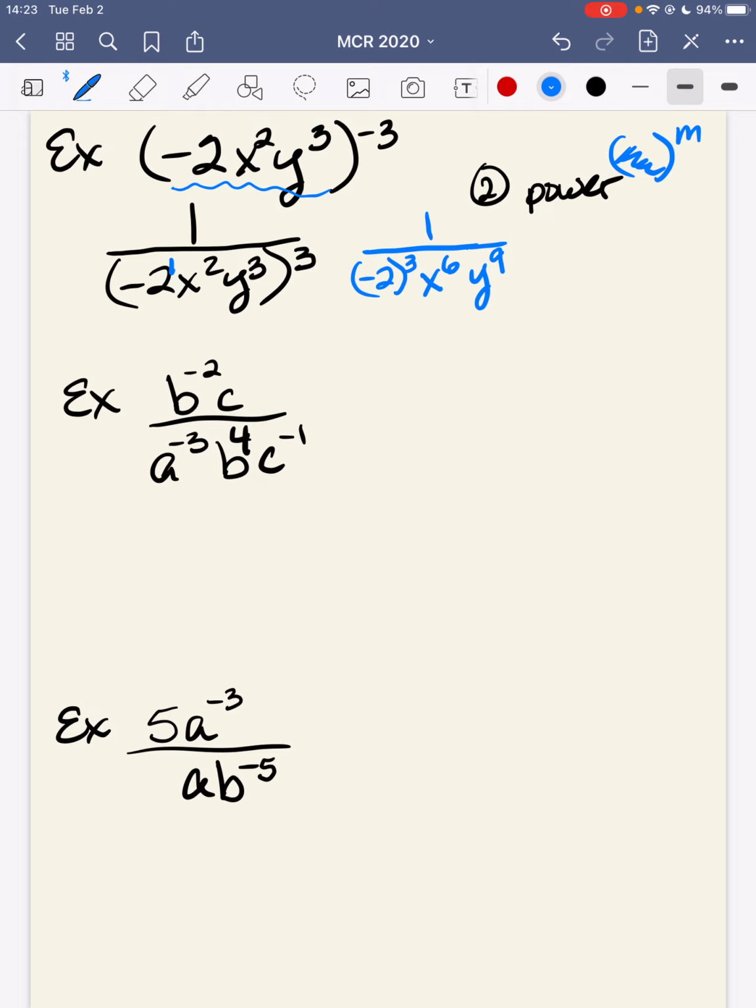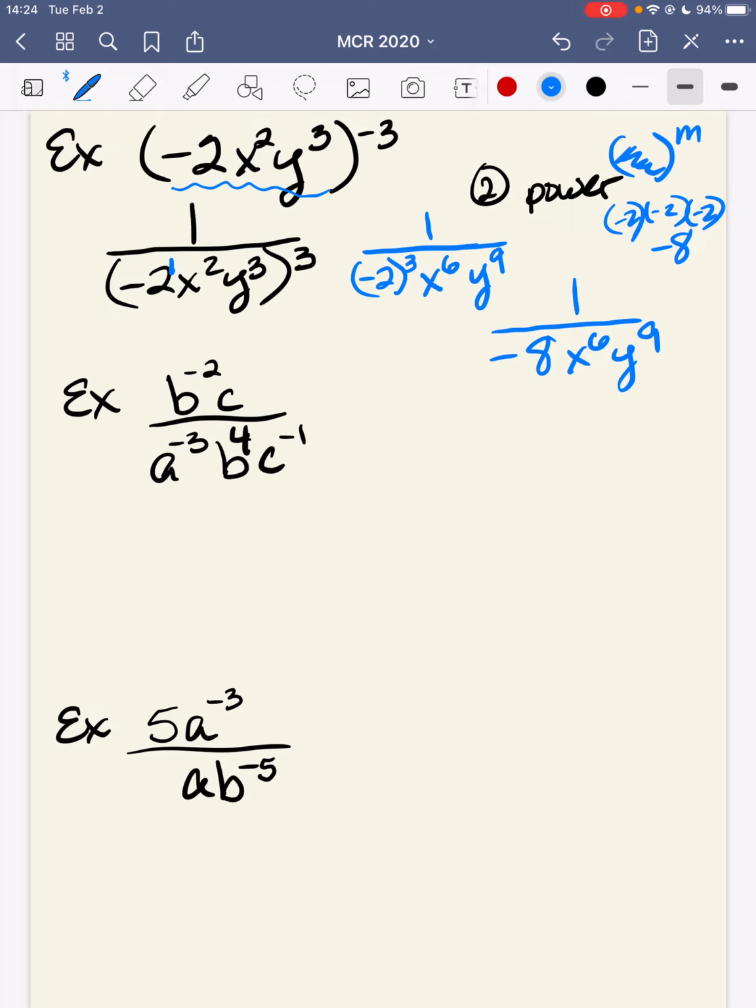I now need to take care of my negative 2 to the third power, which is negative 2 times negative 2 times negative 2, which is going to give me a negative 8. So my final answer will be 1 over negative 8, and I'm okay with you leaving it in the denominator where you did it, x to the 6th, y to the 9th, and now you are finished. Okay?